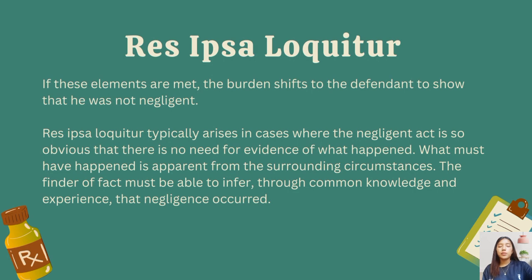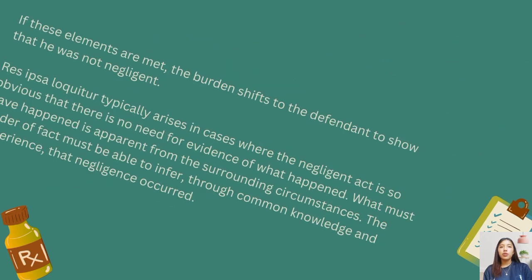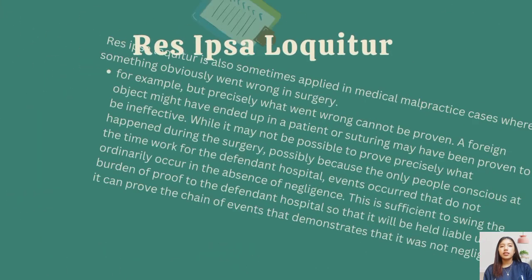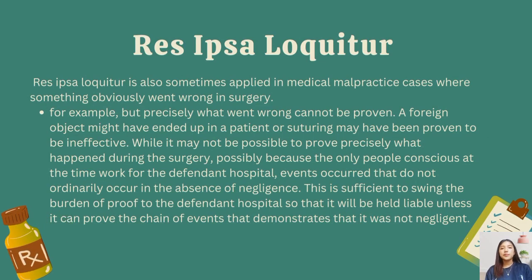Res ipsa loquitur typically arises in cases where the negligent act is so obvious that there is no need for evidence of what happened. What must have happened is apparent from the surrounding circumstances. The finder of fact must be able to infer, through common knowledge and experience, that negligence occurred. Res ipsa loquitur is also sometimes applied in medical malpractice cases where something obviously went wrong in surgery.